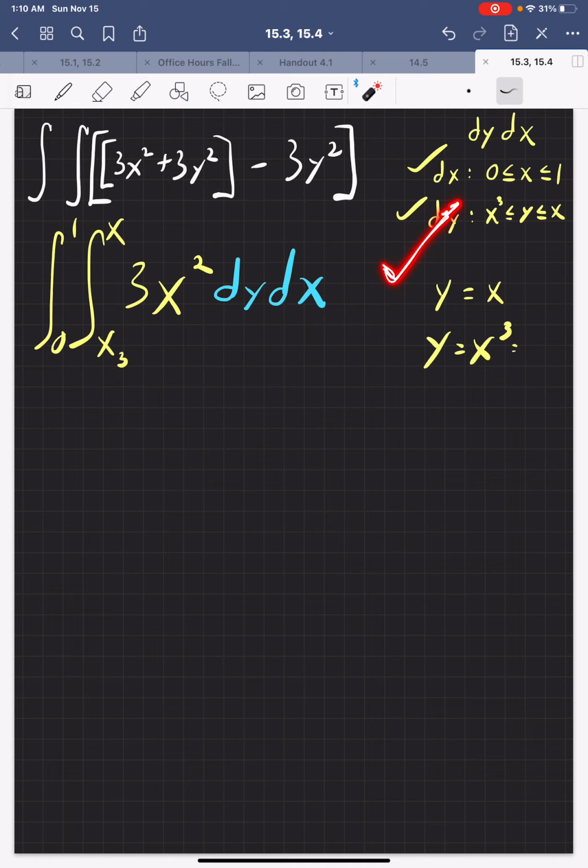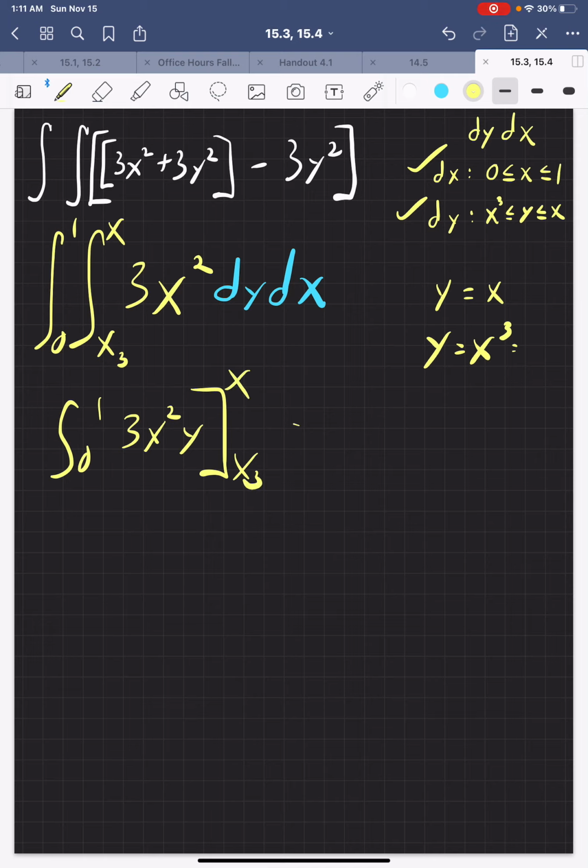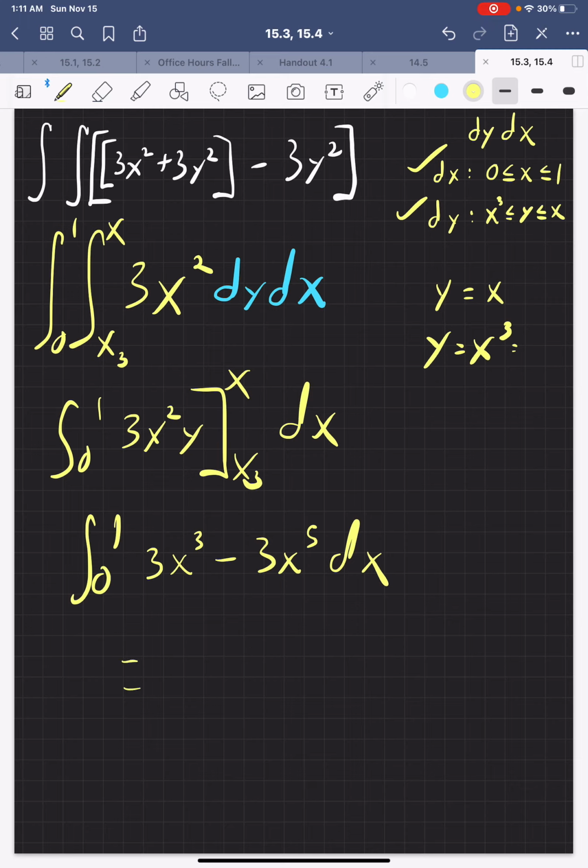So okay, now that we have everything set up, you know how to do double integration, right? This is not bad. So our double integral is the integral from 0 to 1 of 3x squared y, with y from x cubed to x. Plugging back in for y, we've got the integral from 0 to 1 of 3x cubed minus 3x to the 5th dx. One more round of integrating, and you get 1/4.